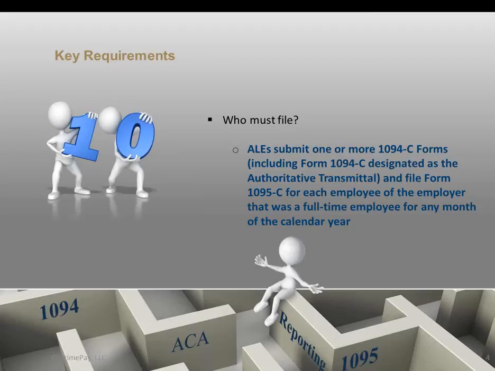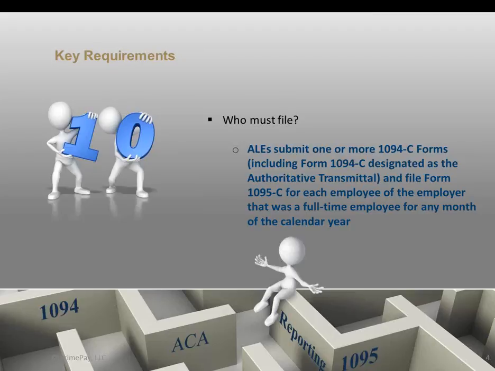So who must file? An ALE, you're going to see an acronym here that you need to get pretty comfortable with, and that's an applicable large employer, okay, an ALE. An applicable large employer is generally going to be those employers who fall not only under the employer mandate, given some transition relief, but would be considered a large employer for reporting purposes. And those are employers that have 50 or more full-time employees and or equivalent employees, generally speaking.